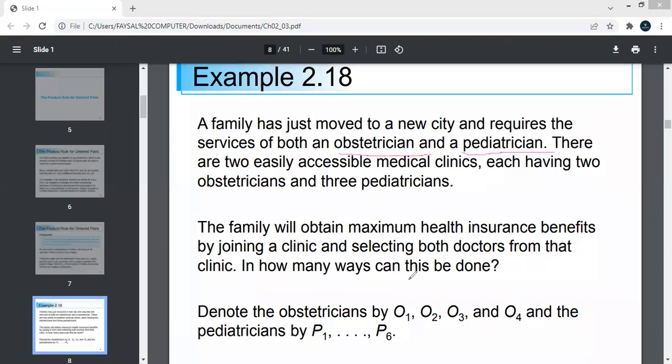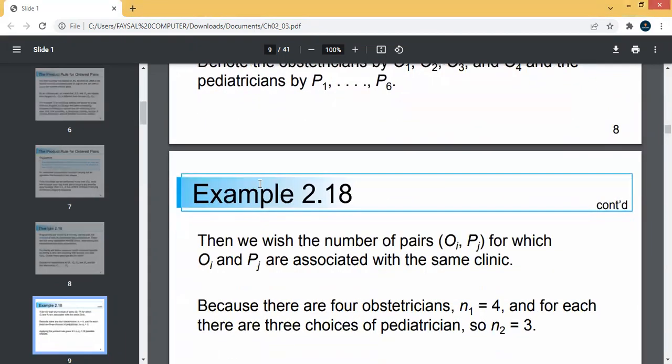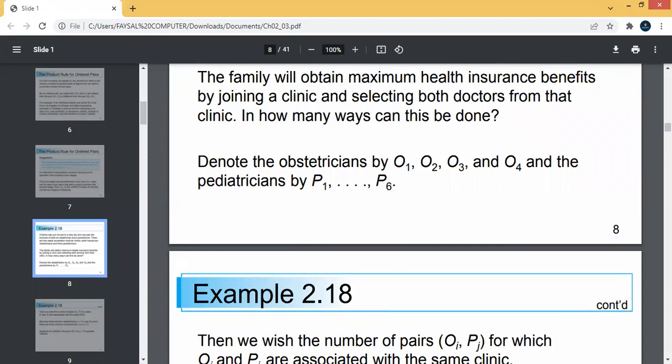Okay. So first we have to assume some notation. We denote the obstetricians with O1, O2, O3 and O4, and the pediatricians with P1, P2, P3, P4, P5 and P6 respectively. Now in the next part, we wish to find the number of pairs. So first it is O1, O2, O3 and O4, and for the next system, it starts from P1 to P6.